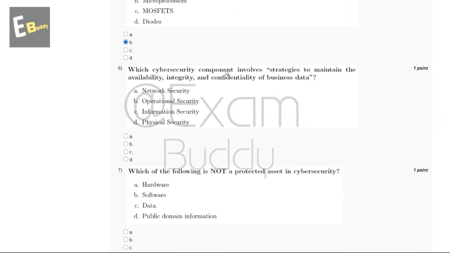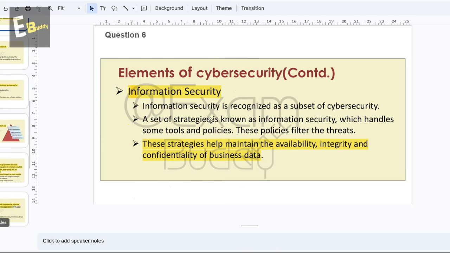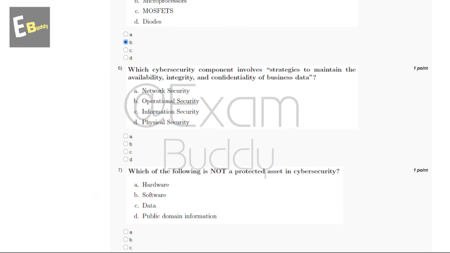Which cybersecurity component involves strategies to maintain the availability, integrity, and confidentiality of business data? So these are the options, and now let's check the explanation. The explanation says information security. These strategies help maintain the availability, integrity, and confidentiality of business data. So the answer of our sixth question is C, information security. And now let's go to our question number 7.